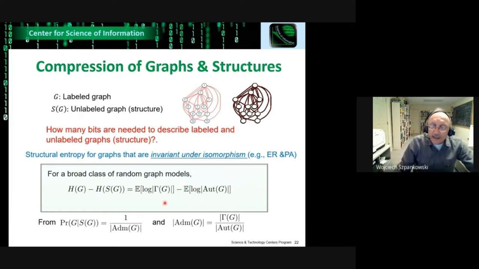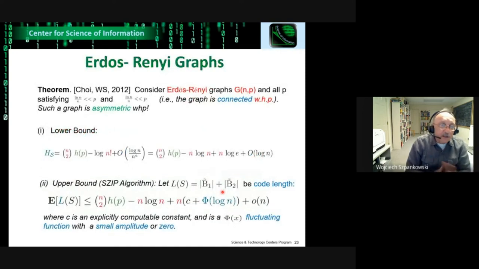What is the conclusion? That there is a relation between graph entropy, the number of bits to describe this one, and the number of bits to describe this one, through these two parameters, through the number of permutations that are allowable and automorphism. Let's illustrate it on one example quickly. Erdős-Rényi is relatively simple, but that's how we start looking at this.